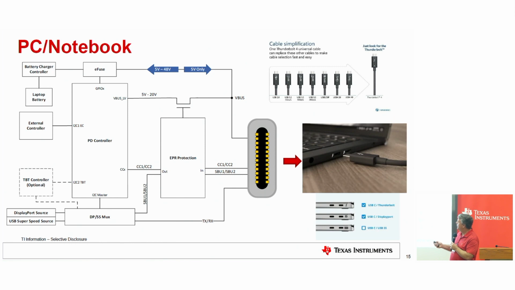It could be providing power. Most of the time a PC notebook might only be providing 5 volts out, but it could take up to 20 volts, up to 48 volts, with the new EPR spec for better charging of higher-end gaming notebooks. It could have a battery charger controller, so if you're running as a sink at up to 48 volts, that feeds into here and then charges the batteries. Again, the EPR protection circuit we're showing protects the CC lines and SBU lines from short to V-bus. In a PC notebook, or in a monitor or dock, you might have a Thunderbolt controller.